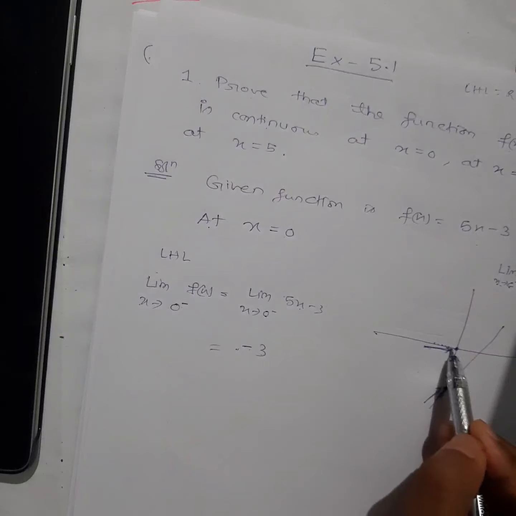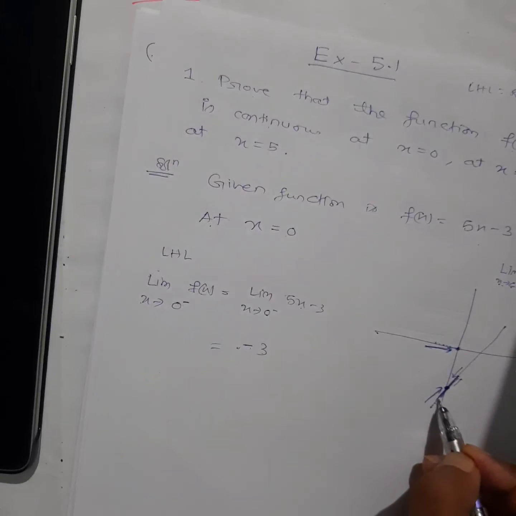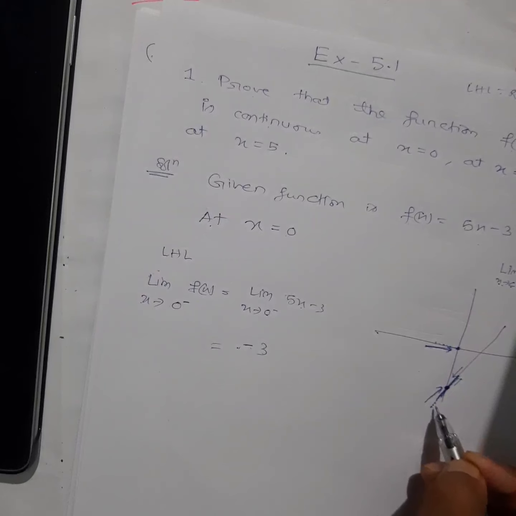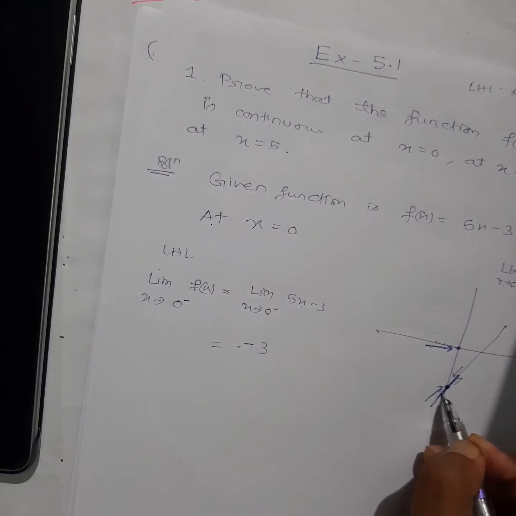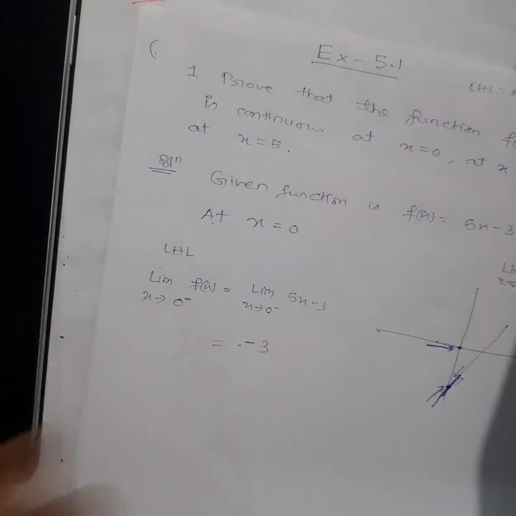So you can see, as your x tends to 0 means you are taking this point. If you keep on taking this point, this point, this point, your f(x) also will be like this. This point, this point, you will get f(x) like this. All these points you will get. Okay, it means it is forming a line here, and it is approaching towards this point. This is the meaning of this portion.